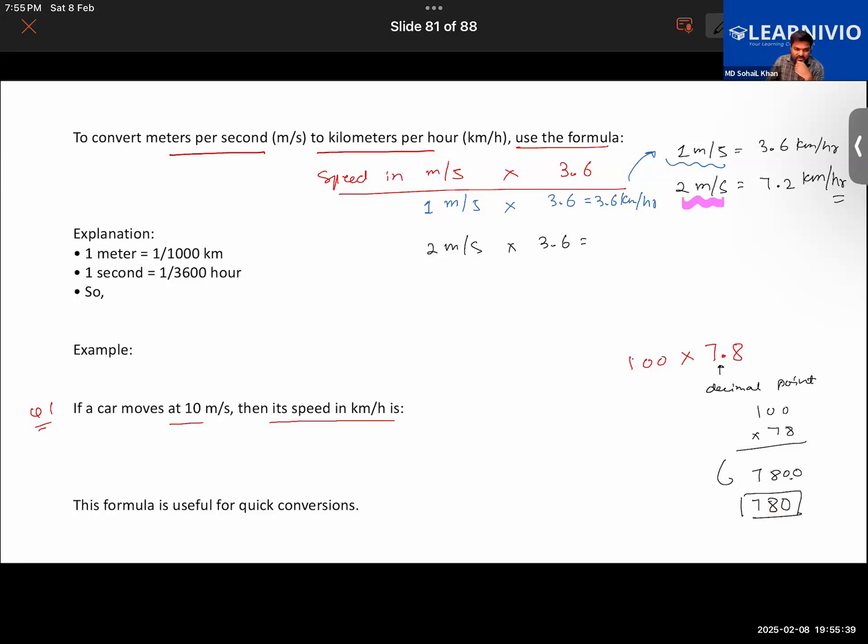No, Razan, even now it is not correct. The value given here is 10 now. What do we need to do? You guys tell me. Multiply it by 3.6. So multiply it. Oh, okay, sir.